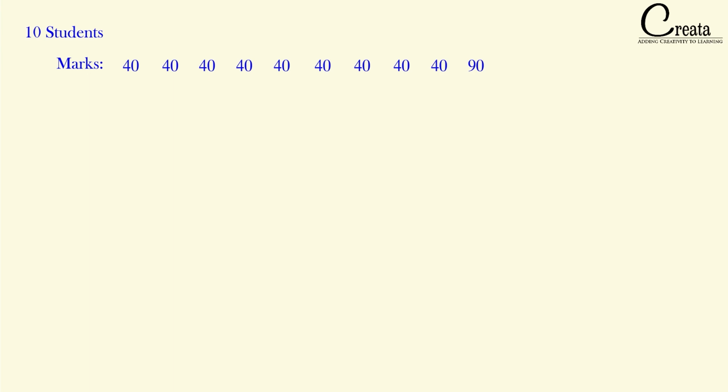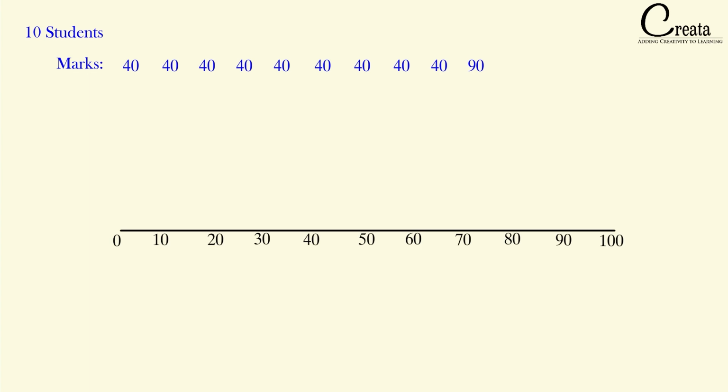Let's see. For that, let's take a scale from 0 to 100. We have a number line from 0 to 100 and these numbers are the marks of the students. Like some students got marks of 40 and only one student got a mark of 90. These all are the numbers.